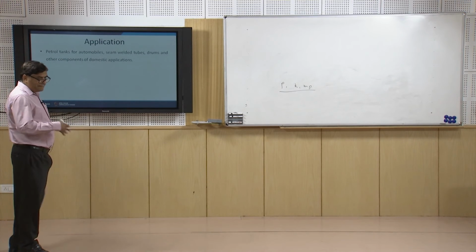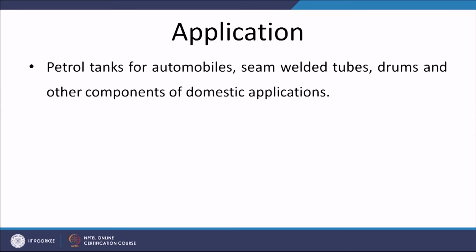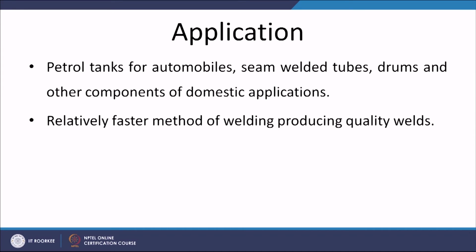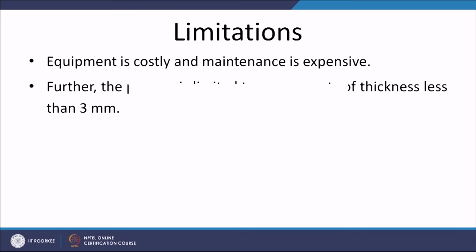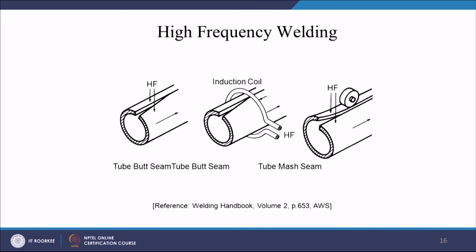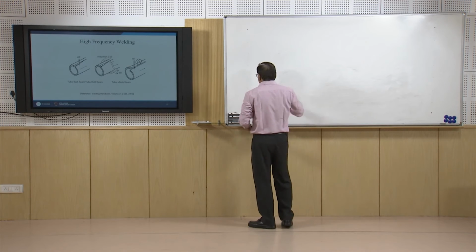So, this seam welding is mainly used for making the petrol tanks for the automobiles, seam welded tubes, the drums, and other components for the domestic application, and this process is very fast. So, this is very economical for high volume production to produce good quality weld. But the limitation is that the equipment is costly, requires maintenance, and maintenance is expensive. Further, the process is limited to thickness less than 3 mm, because thicker plates will require a much higher amount of welding current, pressure, and much closer control over the process.